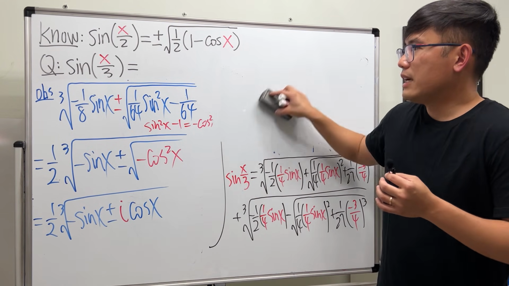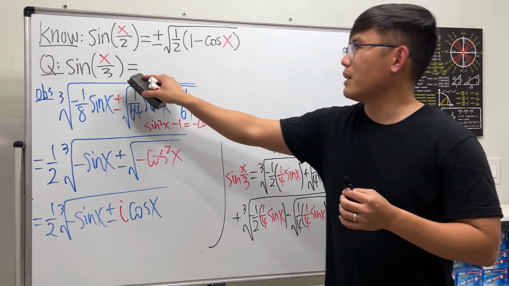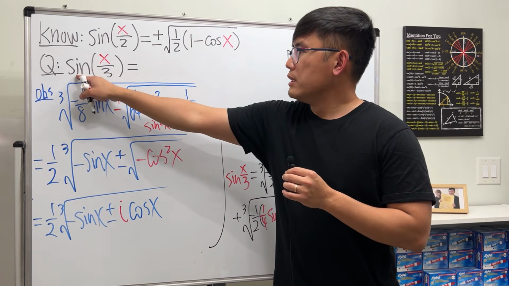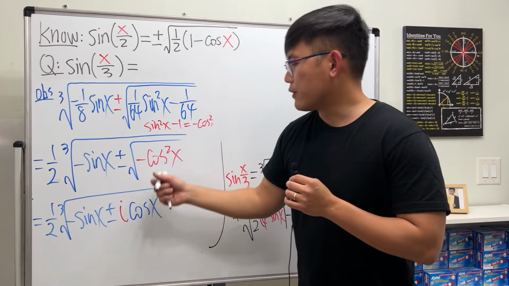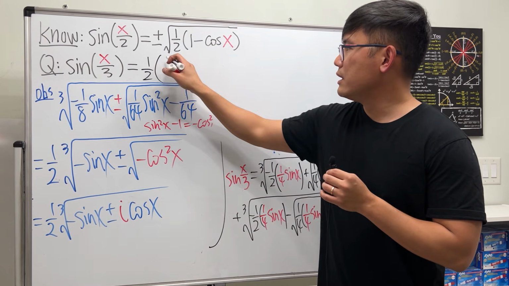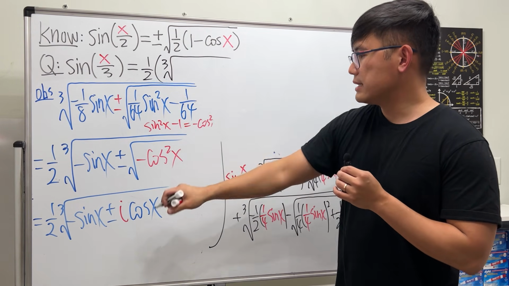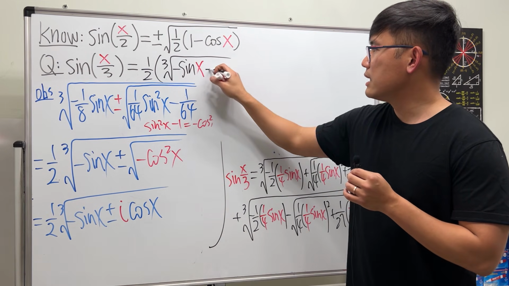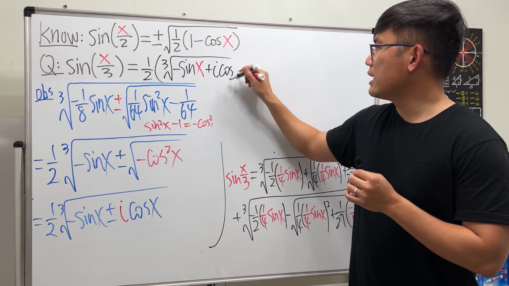And the beauty of this is that you can now do whatever you want, in terms of plugging in any x values, but you have to be extremely careful. Anyway though, sine of x over 3, I'm going to write down the first part, and perhaps I'll just factor out the 1/2 all the way to the front. We have the cube root of negative sine x, and then plus I cosine x.